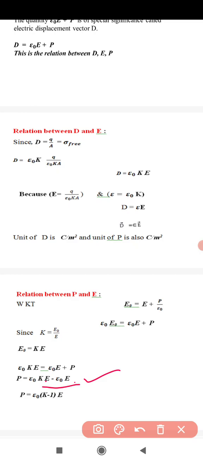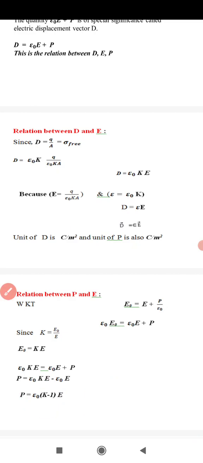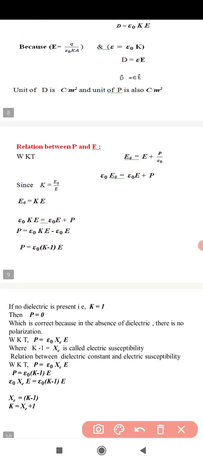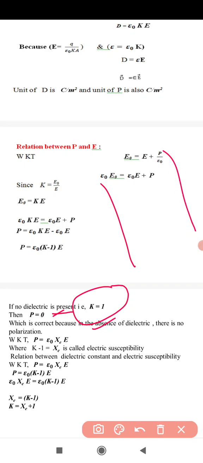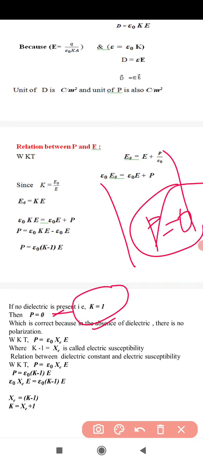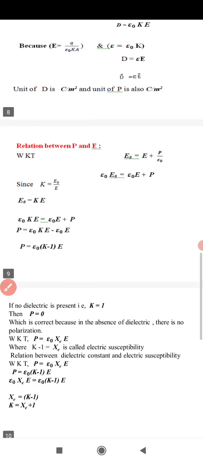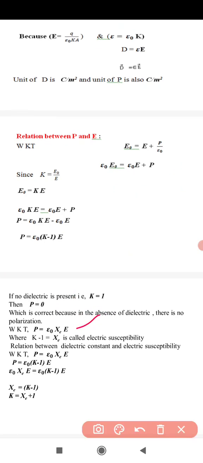In these two terms, epsilon naught into E will be common. We will get this equation. So here, if no dielectric is present, K is equal to 1 and P is equal to 0. This is correct, because in the absence of the dielectric between the parallel plate capacitor, no polarization takes place. In case of the presence of a dielectric, polarization will be obtained. Dielectric will be present, polarization will be present.